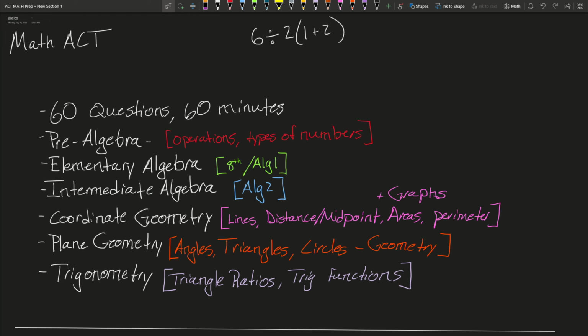Okay. Then there's coordinate geometry. So think lines, think distance and midpoint, graphing lines, areas, volumes, perimeter, stuff that Mr. Genuine just had you do. All right. So hold on to what you did for today. We're going to start kind of at the very, very beginning, and we'll get to that stuff in a little bit. All right. After coordinate geometry, there's planar geometry.